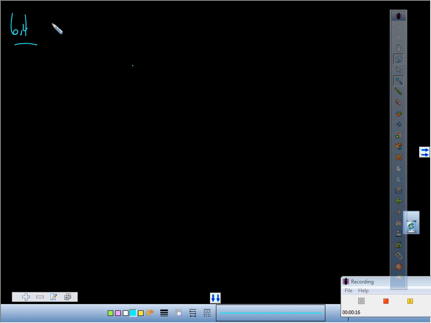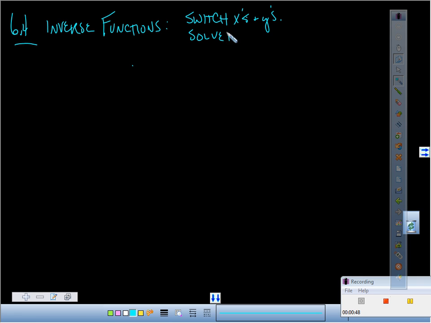So 6.4 was on inverse functions. Okay, inverse functions. How do I find an inverse function? Okay, so switch the x's and the y's, and then what? Solve for y. Okay, and then normally we change that y to an f inverse of x because that states that it's an inverse, right?